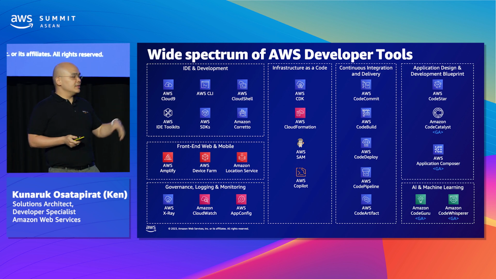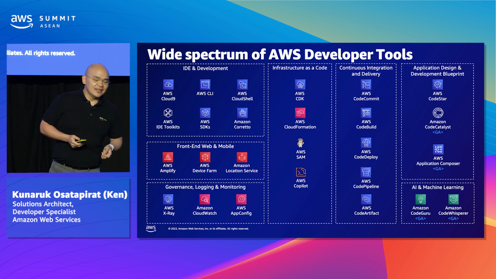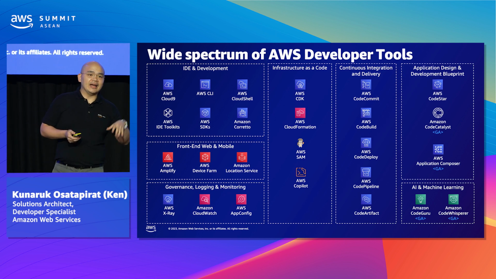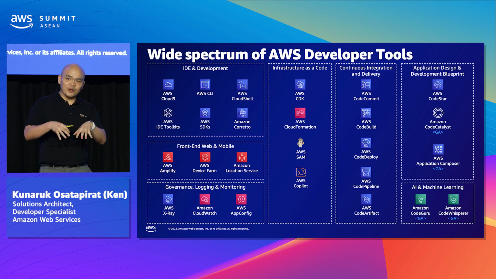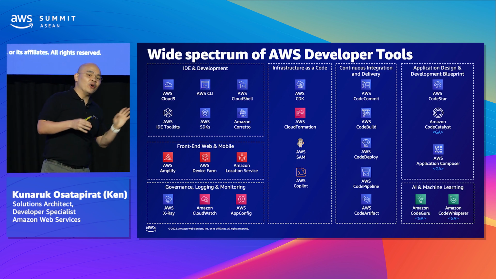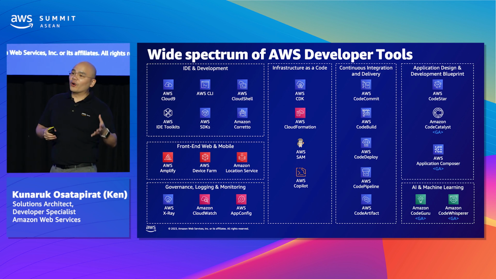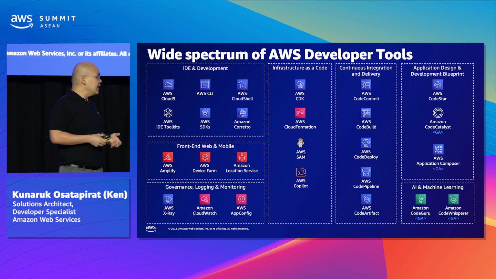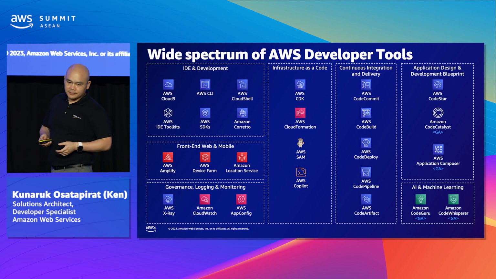And the last one is AI and machine learning. You can use Amazon CodeGuru to identify code smells and provide recommendations for your code, as well as use CodeWhisperer to co-code with you and help you code more effectively. And these are the ecosystem of developer tools that AWS is offering.